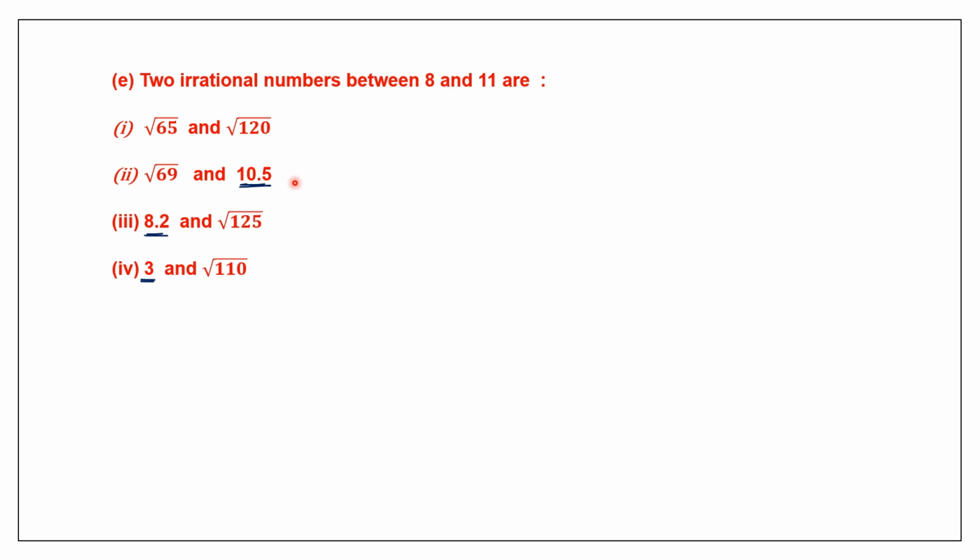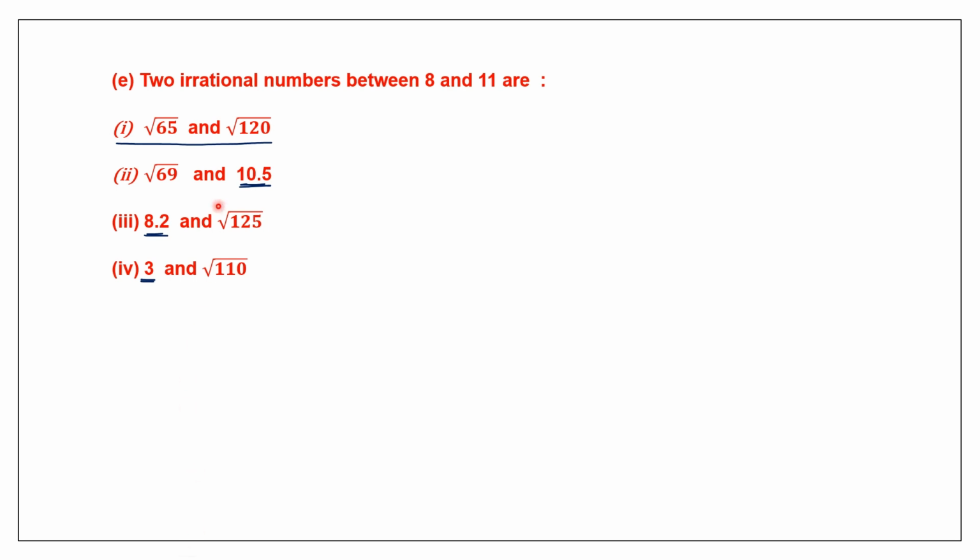So here in option 2 there is one rational number, option 3 there is one, option 4 there is one, but the question says two irrational numbers. So we can take off these three and the answer is option 1, that is root 65 and root 120 will be two irrational numbers between 8 and 11.